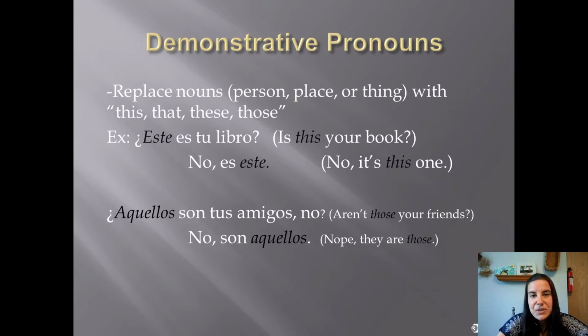So you can also use these as demonstrative pronouns to take the place of a person, place, or a thing. That's what pronouns do. They replace the noun or the proper noun in a sentence. So an example would be, ¿Este es tu libro? Is this your book? No, es este. No, it's this one. Aquellos son tus amigos, ¿no? Aren't those your friends? No, son aquellos. Nope, they are those.